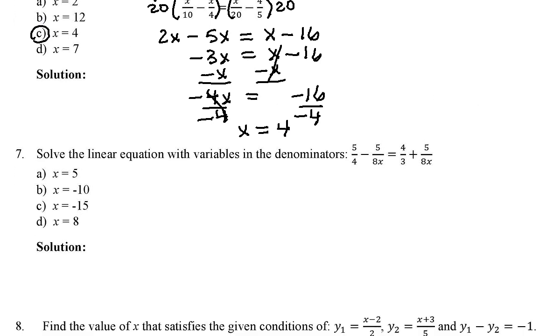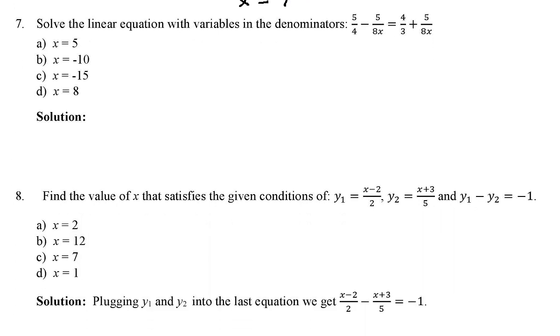And then number 7, similar to what we did up above, except now we've got variables in the denominator. But we're going to do the same thing that we did before. We want to multiply through and clear out fractions. Multiply through by the LCD to clear out fractions. And when we do that, then we'll have an equation that no longer involves fractions.